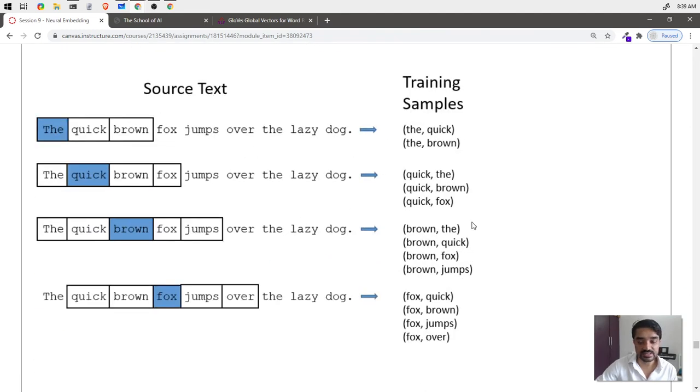So this is how the samples are going to be. "The" goes in and we are supposed to predict "quick." Now "quick" goes in, right? It is supposed to predict "brown." "Brown" goes in, supposed to predict "fox," and so on. So you can see the training samples are going to be: the brown, the quick, then quick the, quick brown, quick fox. And these are words which are close to each other. Then we have brown the, brown quick, brown fox, brown jump. So you get some idea that these are the words which are close in our data set, and we can literally use them. So you're using a 2-gram here.